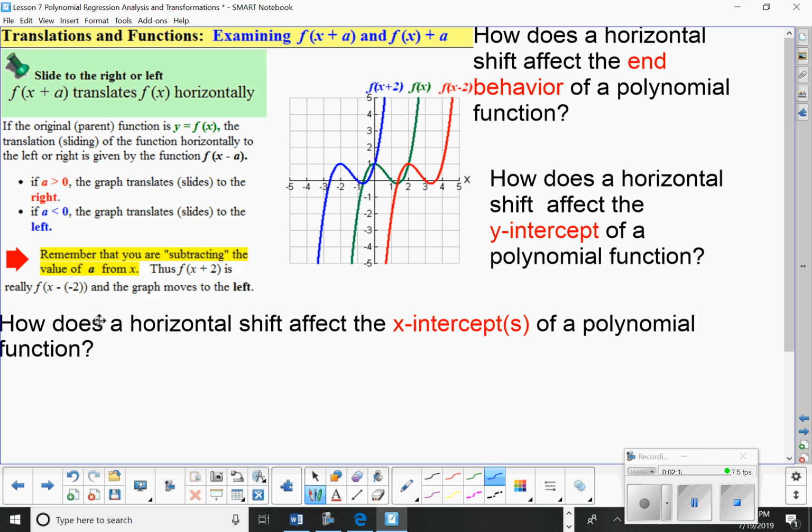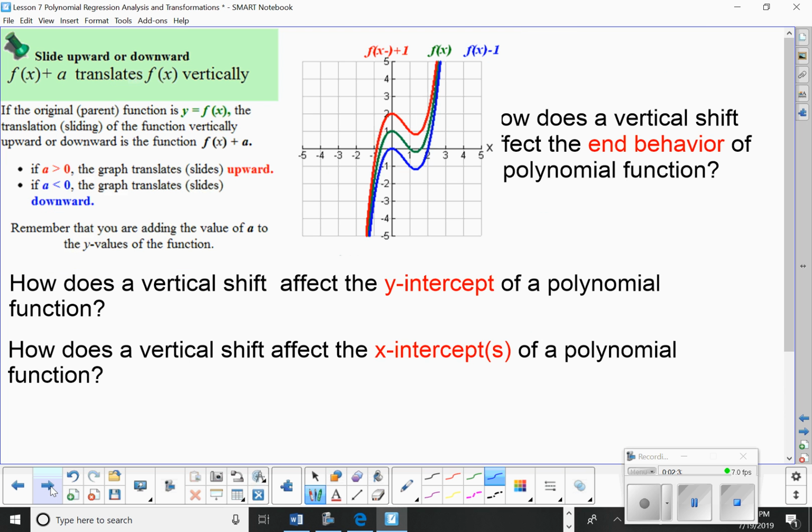Translating. If I move it left and right, I'm changing the x-intercept by adding or subtracting that much to them. Again, I've given you all of this written out so you can read through it if you want, but you know how to do this. Moving up and down, the y-intercept changes by however much is up and down, but so does the x-intercept. Notice that by moving it up, it may change where I'm crossing the x-axis.